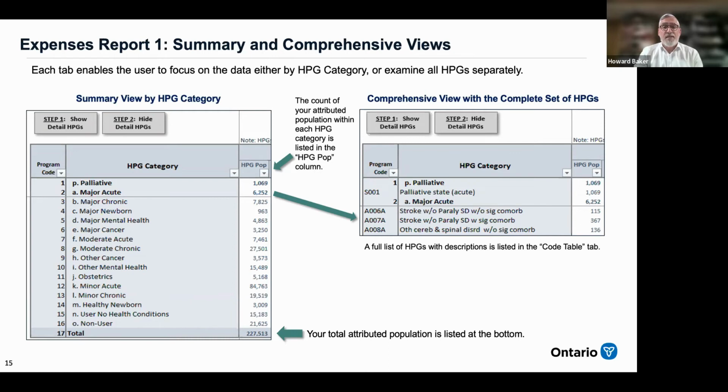Now, if you'd like to see a comprehensive view of each of the individual HPGs, you can click on the Step 1 Show Detail button, and then the file will show you the list of all the HPGs and their associated expenses. So for example, there are 27 HPGs that roll up to major acute. So you can see here the first three. A full list of the HPGs and their descriptions can be viewed on the tab entitled Code Table. Next slide, please.